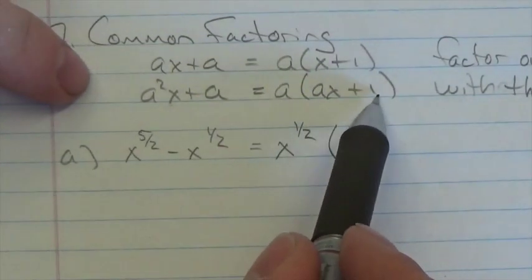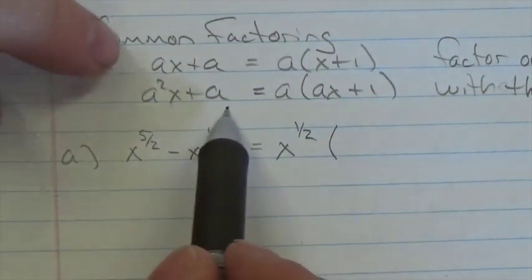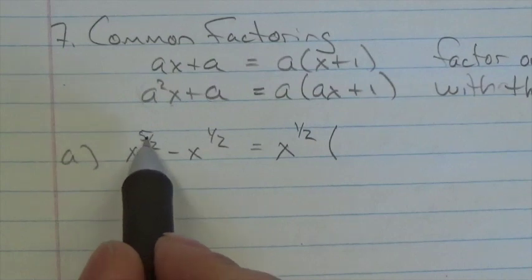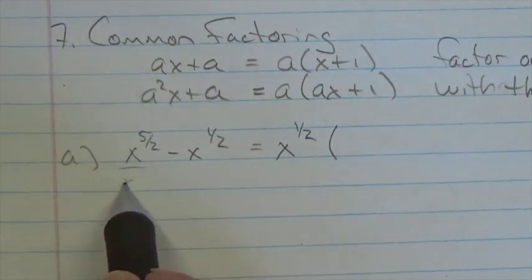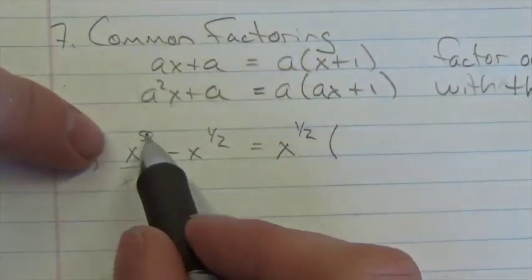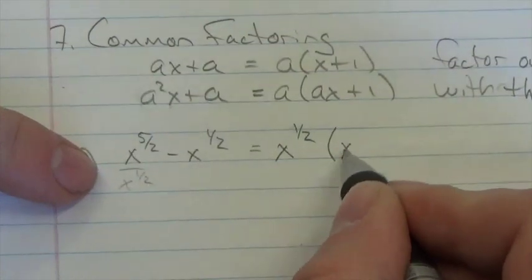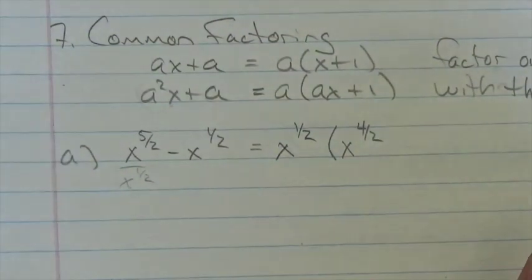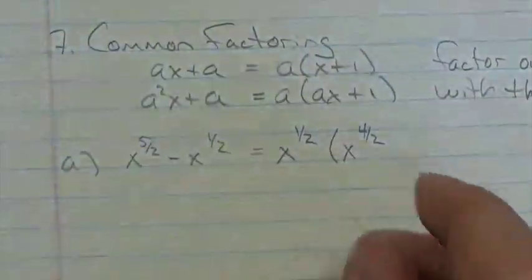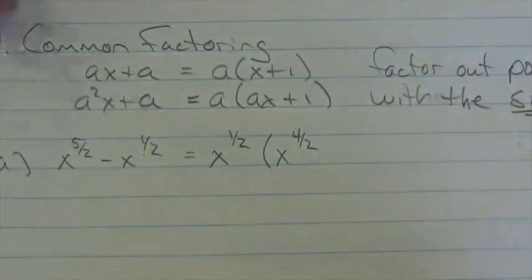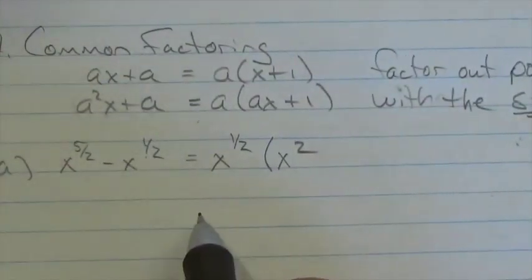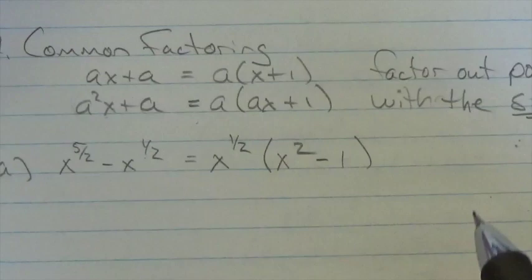How did I get ax plus 1? I divided ax squared by a. I divided a by a. That's how we do it. So if I divide x to the 5/2 by x to the 1/2, remember that when I divide powers, I subtract exponents. So 5/2 minus 1/2 is going to be x to the 4/2. Now please, I beg of you, don't write it like that. Just take 2 seconds and think about that. X to the 4/2 is x to the 2. And then when I divide x to the 1/2 out of x to the 1/2, I will get 1.